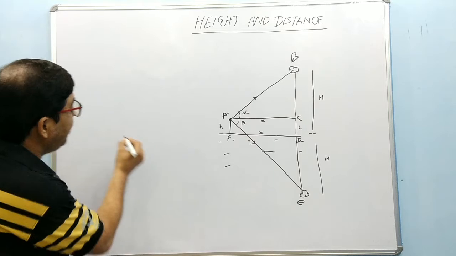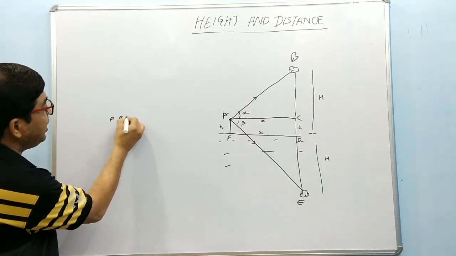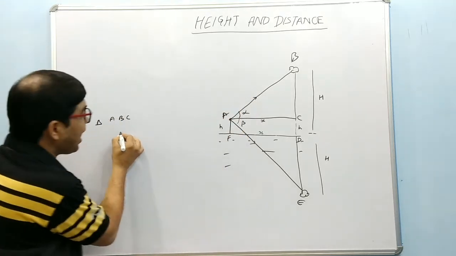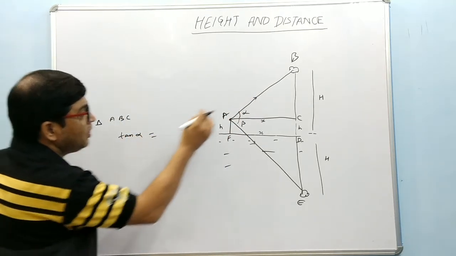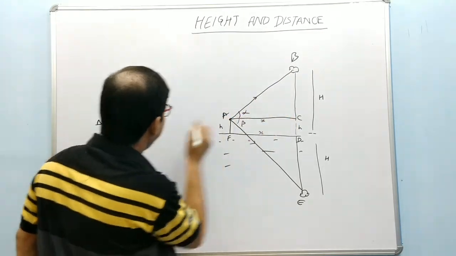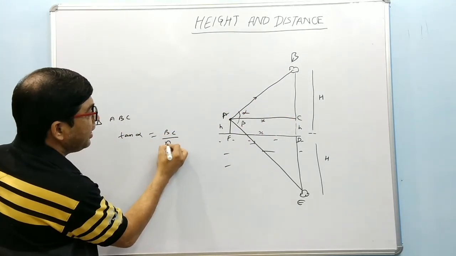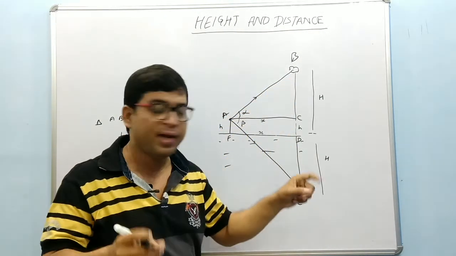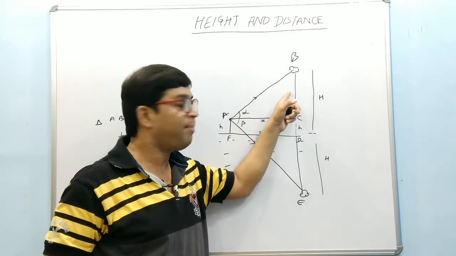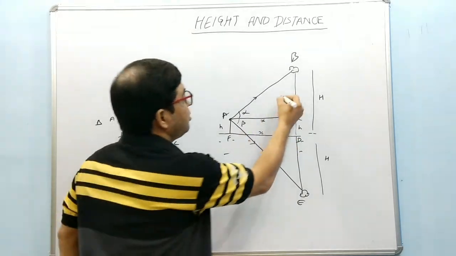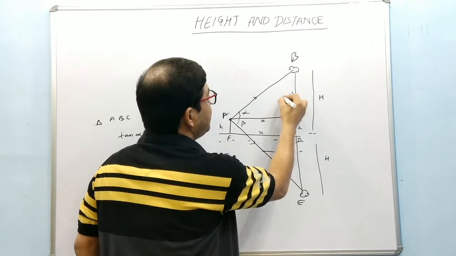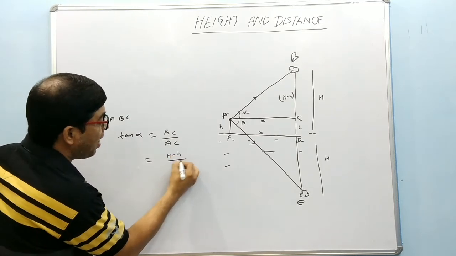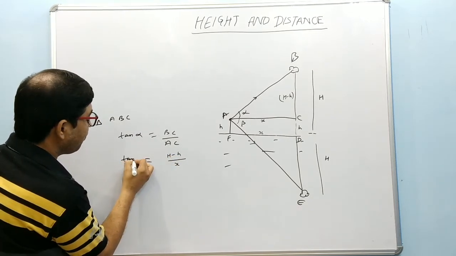The first triangle, we will consider triangle ABC. Now, what relation do we need to write? Tan alpha is equal to BC by AC. What is BC? Can you tell me? This complete thing is capital H and this is small h. So capital H minus small h. You can just write here capital H minus small h. So it is coming out to be capital H minus small h by x is equal to tan alpha.